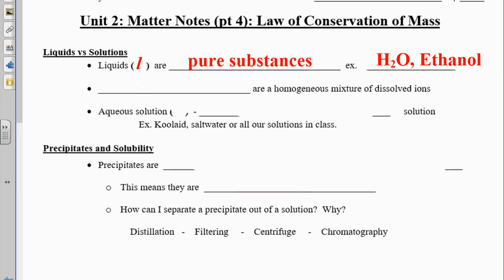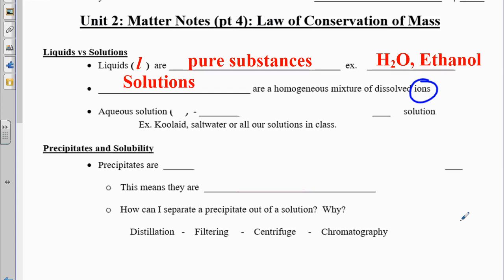That is a liquid. We don't deal with a lot of liquids in life. What we deal with are called solutions. A solution is a homogeneous mixture of dissolved ions. You probably don't know what ions are, but you know what homogeneous means. This is a solution up here. Can you see any of the materials that I put in this water? No, it's a solution. It's a homogeneous mixture of dissolved ions.